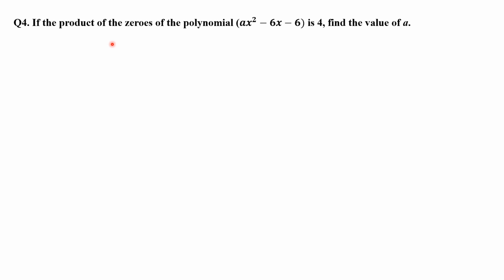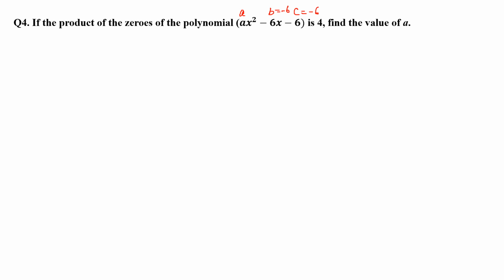If the product of the zeros of the polynomial ax square minus 6x minus 6 is 4, then find the value of a. So here only the product of the zeros is given. And we know the product of the zeros is constant term by coefficient of x square, or you can say c by a. Here, if you compare with the general polynomial, your a is a, your b is minus 6 and your c is also minus 6.